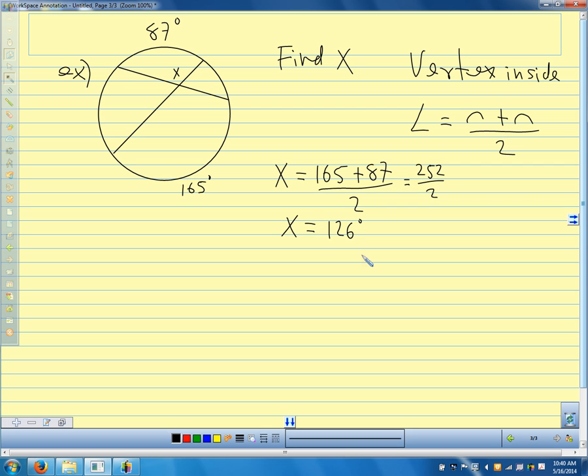So nice easy example there. Angle equals the arc plus the arc divided by 2. Are we good there? All right, let's look at another one. Little more complicated, but not too bad.